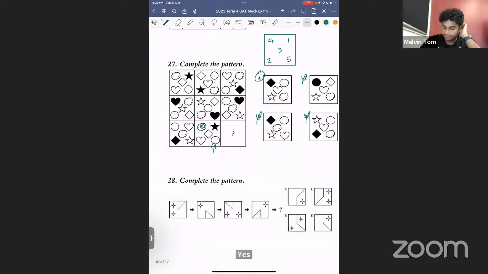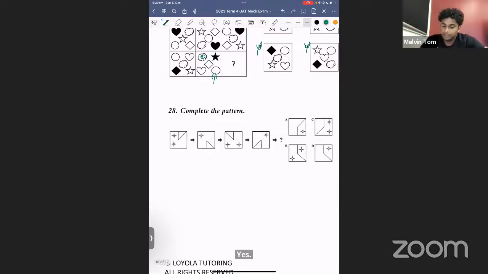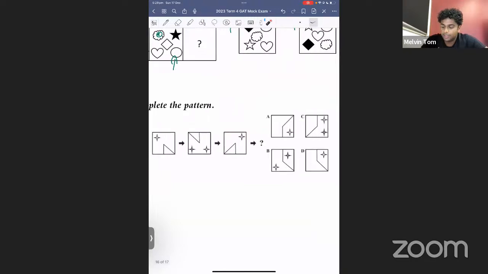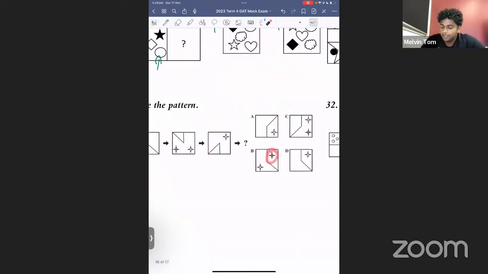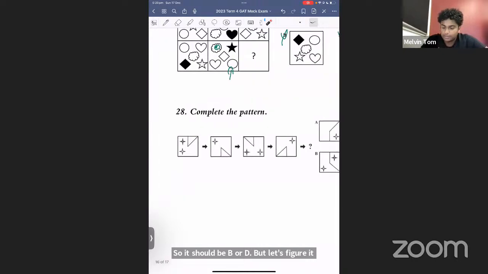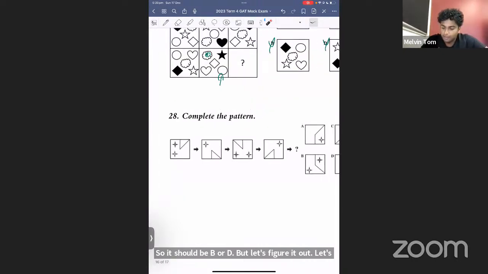Question number 28. Let's see if we can figure out the pattern. Firstly, one thing that's making our life hard is this gray goes missing, comes back, goes missing, and then you would assume it should come back again. So it should be B or D. But let's figure it out.